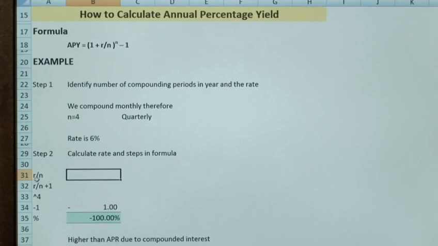So first we're going to calculate the r divided by n element. Which is simply 0.06 divided by 4. We're then going to do the next section of that, which is where we add 1 to it, which is quite simple, so that plus 1.